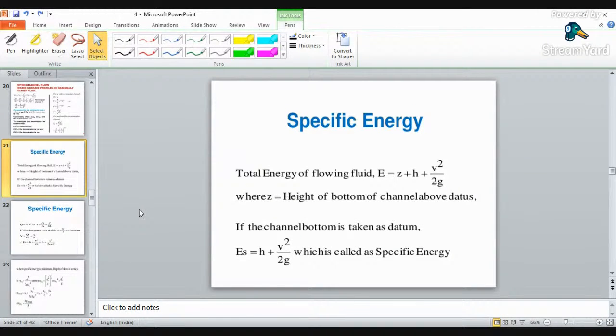Now in open channel, what we are considering is that one of the section components is open to the atmosphere. The pressure term between two points has the same value and is therefore ignored, because we are saying that it is open to atmosphere. So when you apply Bernoulli's theorem on both the sections, your pressure term will be eliminated or cancelled off. So we will have only two heads, that is the kinetic head and the potential head.